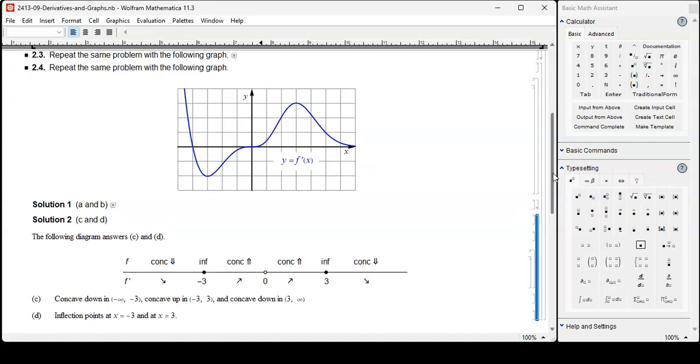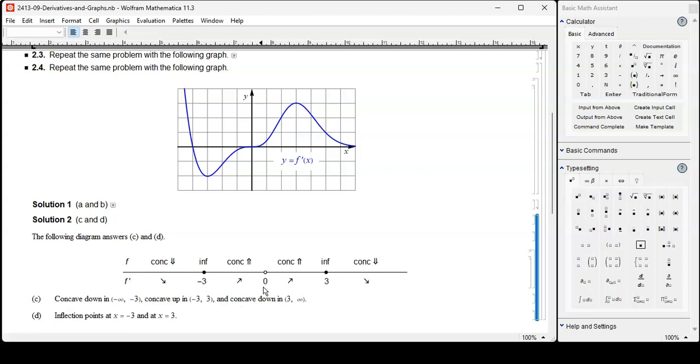Here's a diagram for parts C and D. Up to -3 is decreasing. The derivative goes down, so the original is concave down. From -3 to +3, the blue graph, the derivative is increasing. The derivative goes up, so the original is concave up. And then from there to infinity, the derivative goes down, so the original is concave down.